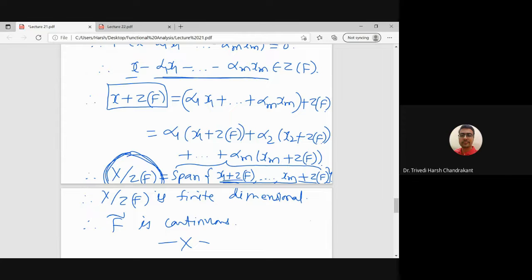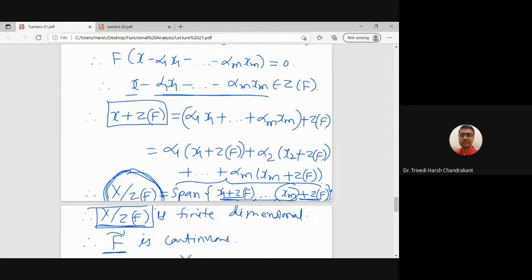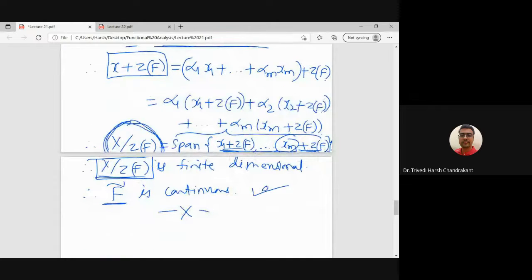The only thing we need to check is that this set is linearly independent. If this set is not linearly independent, we can remove elements one by one and reduce this set. We have studied in linear algebra the reduction of a spanning set, and we can make it into a basis, and that way we can find that X quotient Z(f) has dimension less than or equal to m. So therefore it is a finite dimensional vector space, and once we have a linear function defined on a finite dimensional vector space, that is always continuous. That result we have discussed, and that will give the last statement, that f tilde is continuous.